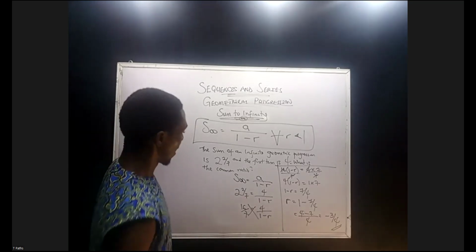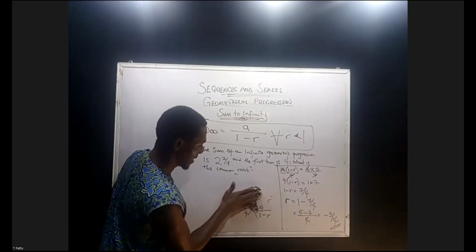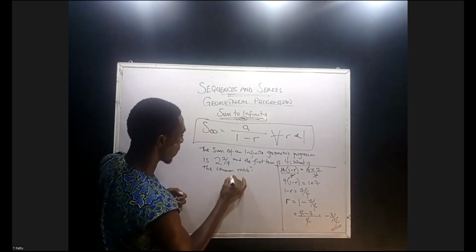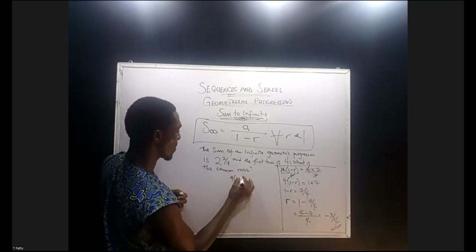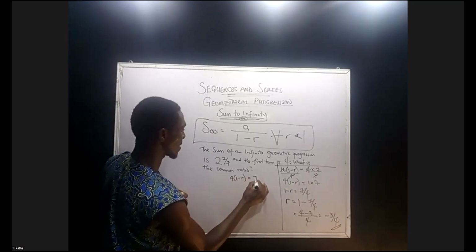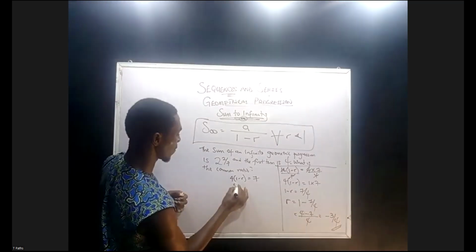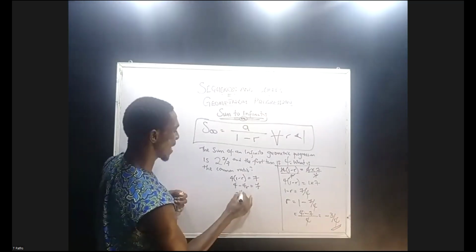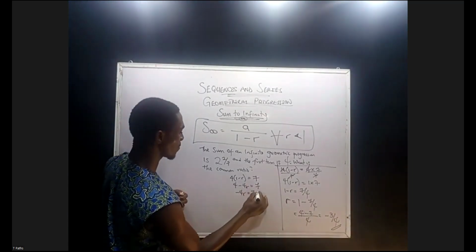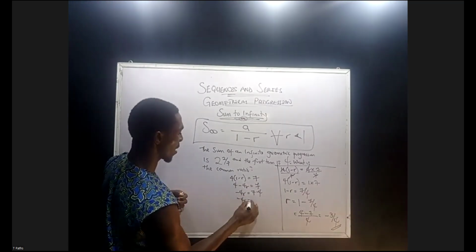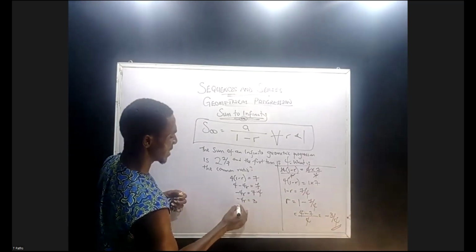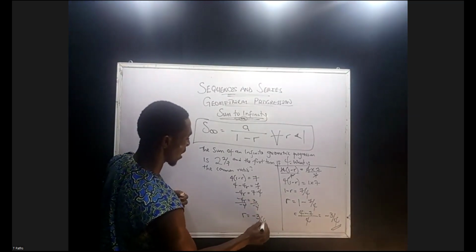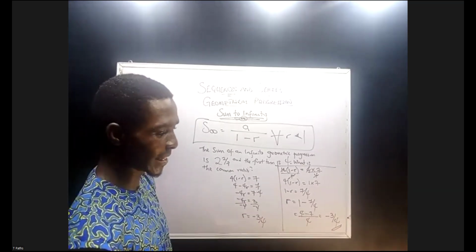Let me use this part here to show you that. Here I have 4 times 1 minus r equals 1 times 7. So I open the bracket with 4: 4 minus 4r equals 7. Collect like terms: minus 4r equals 7 minus 4, so minus 4r equals 3. Then divide both sides by minus 4. Then I have r equal to minus 3 over 4, and that's the same as our answer. Is it clear now?